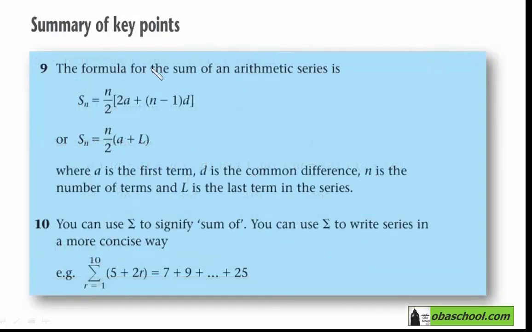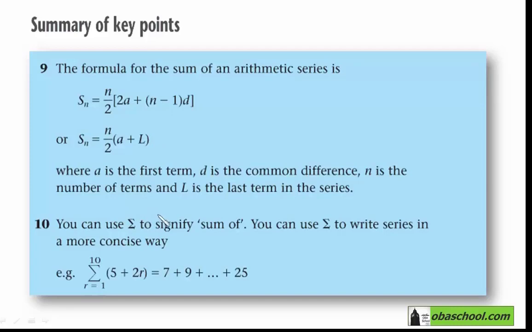Finally, we use the formula for the sum of an arithmetic series, and we learned the proof of the two formulas, where a is the first term, d is the common difference, n is the number of terms, and l is the last term in the series.